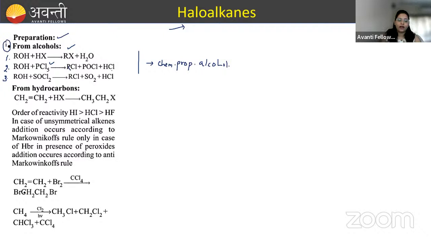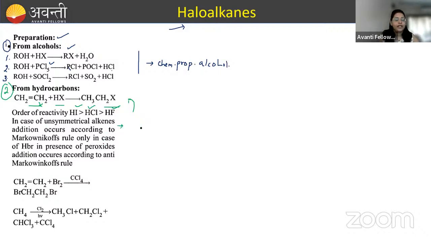If we need to prepare alkyl halides, that is haloalkanes, from hydrocarbons, that is another method. By reacting the given hydrocarbons with hydrogen halide, we get the respective alkyl halides. The order of reactivity for this reaction is HI more reactive than HCl, more reactive than HF, for undergoing addition to a given alkene molecule. These reactions we have already studied in the hydrocarbon chapter.